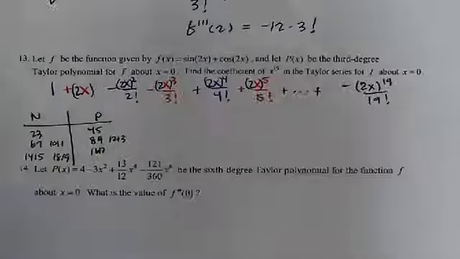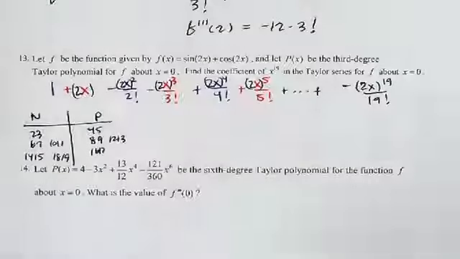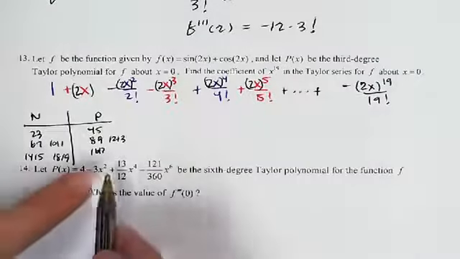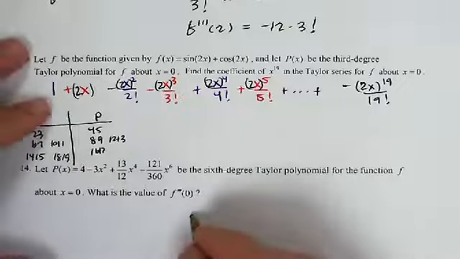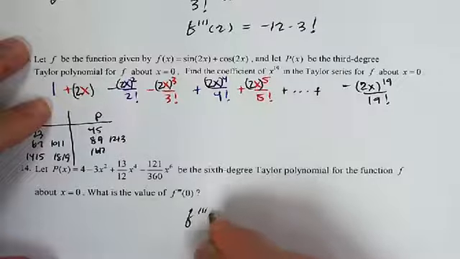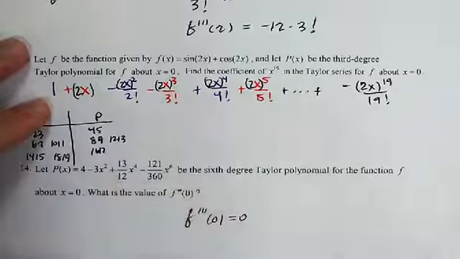So p of x is this thing at 6th degree for f around x equals 0. What's the value of f triple prime? It looks like triple prime, and this one's great. There's no x to the third term, so it must be that f's third derivative is equal to 0, because there's no x to the third power term.